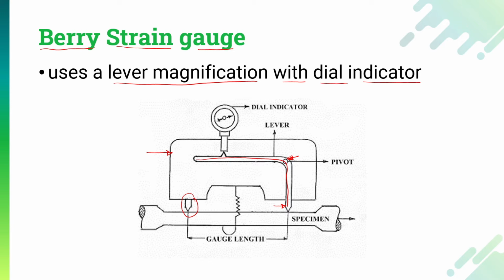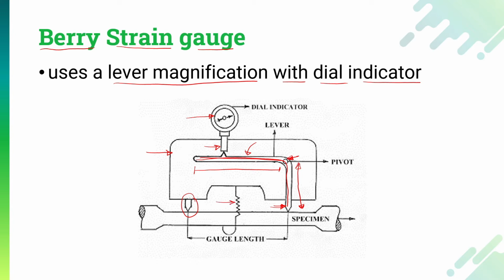In the first set of the lever mechanism, the length of this particular part is high, and the length of this other part is comparatively lower than this length. The pointer is available on the vertical side, and on the horizontal side a dial indicator is attached, and on this dial indicator we will be able to measure the change in length with the magnification.